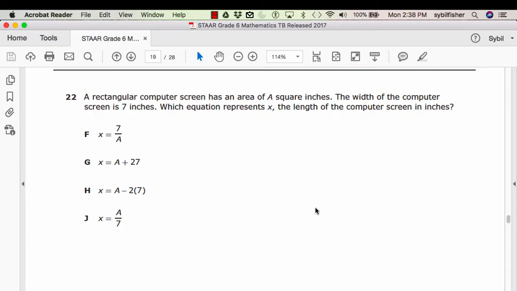Number 22. A rectangular computer screen has an area of 8 square inches. The width of the computer screen is 7 inches. Which equation represents x, the length of the computer screen, in inches? F, x equals 7 over a. G, x equals a plus 27. H, x equals a minus 2 times 7. Or J, x equals a over 7.